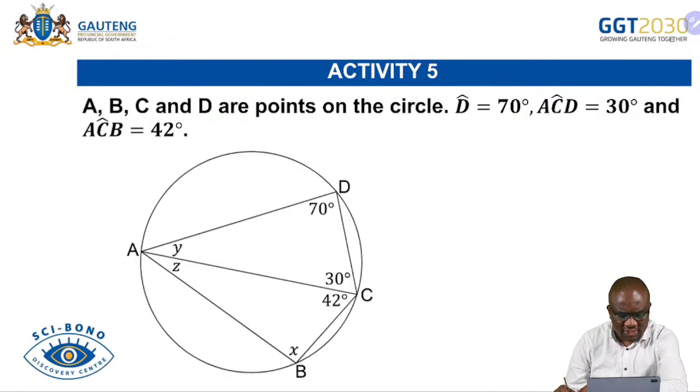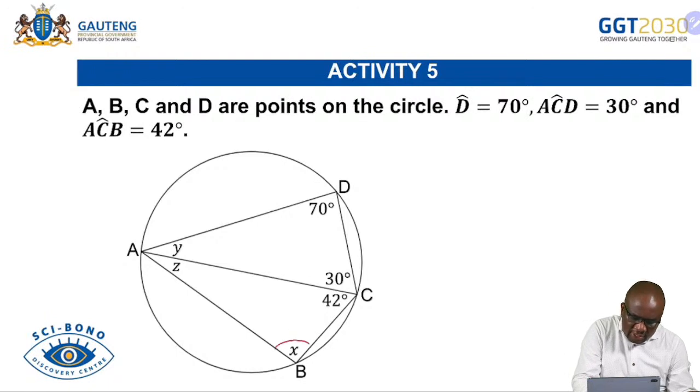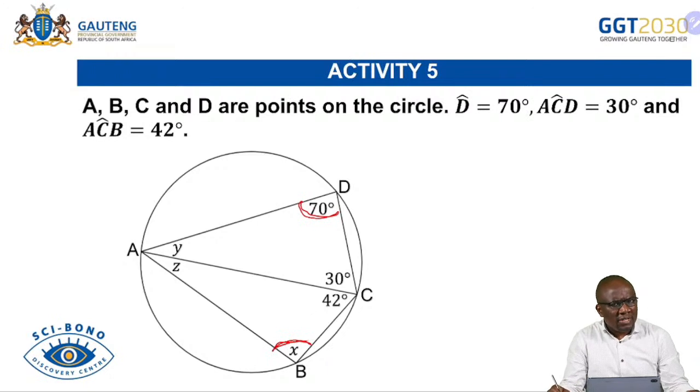A, B, C, D are points on the circle. Angle D is 70 degrees. ACD is 30 degrees, you can see that, and ACB is 42 degrees. Now, if we add this angle and this angle, we must get 180 degrees because these are opposite angles of a cyclic quad. So it means x plus 70 degrees must give us 180 degrees.